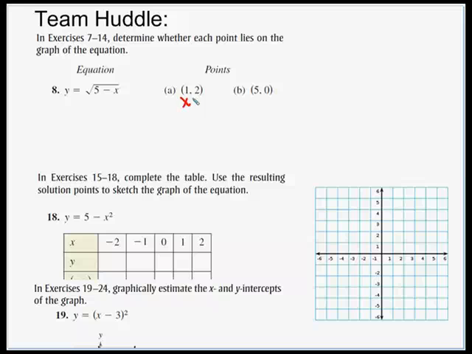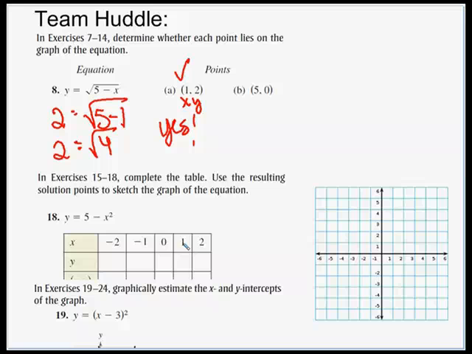So this is our x comma y. We want to plug in 2 for y. Does that equal the square root of 5 minus our x value of 1? Well, 5 minus 1 is 4. So the root of 4, does the square root of 4 equal 2? Yes, it does. Check. That is on the graph.